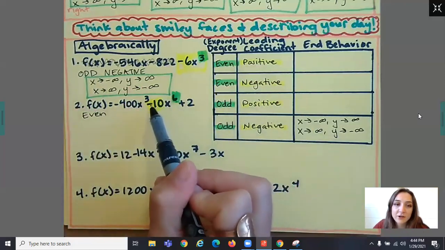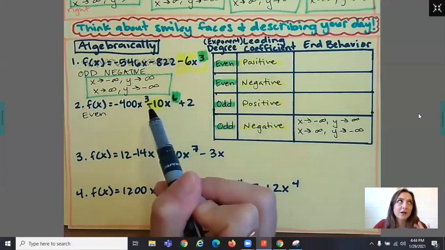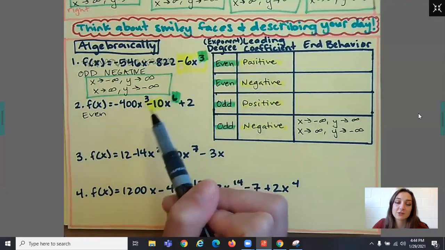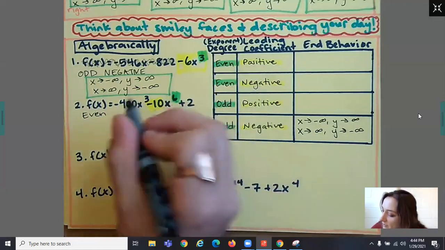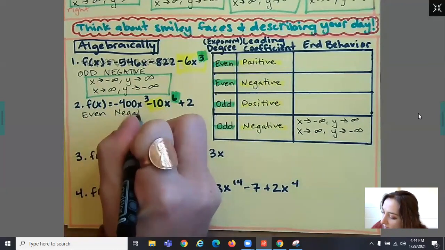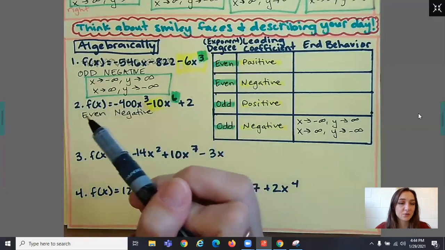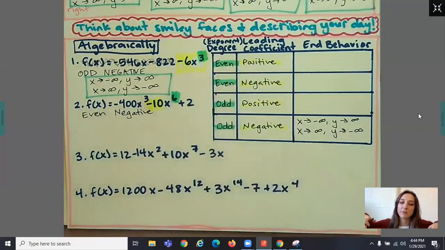And then I'm looking at the front of the function, and I see that in front of the term there is a negative in the leading coefficient, so it's -10. So this is going to be even, negative. Since we're talking about even, that means both sides are going to be the same, so it's either both going to be positive infinity or negative infinity, sort of giving it away here. This is going to be even negative, so both are going to be pointing down.